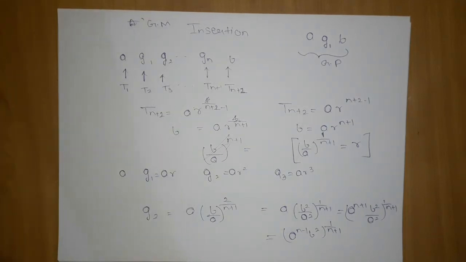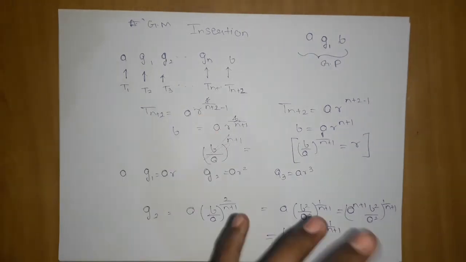Further on, we wanted to find an exact formula for getting any particular gm. If I want to find g4, g5, like that, how will we find that? We generated a general formula by solving this.